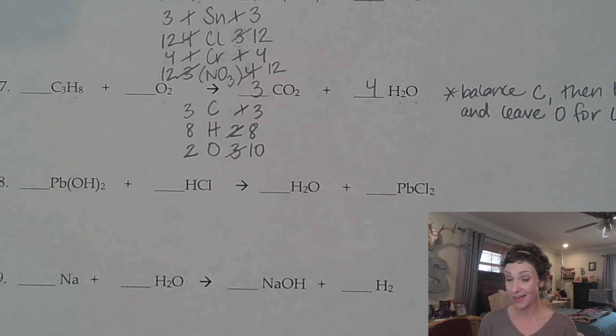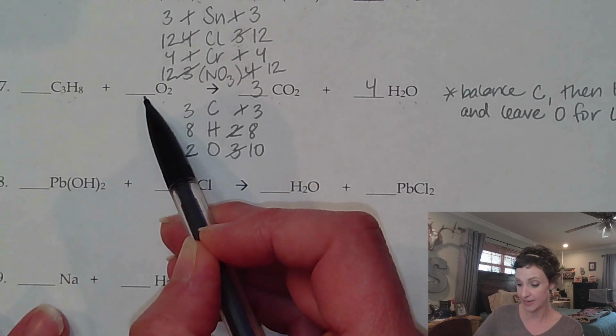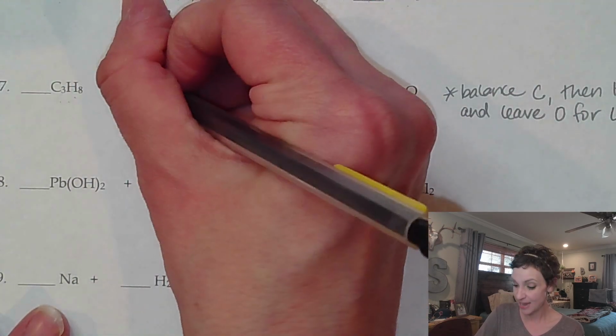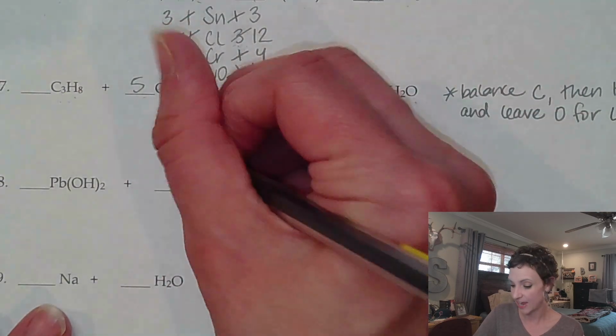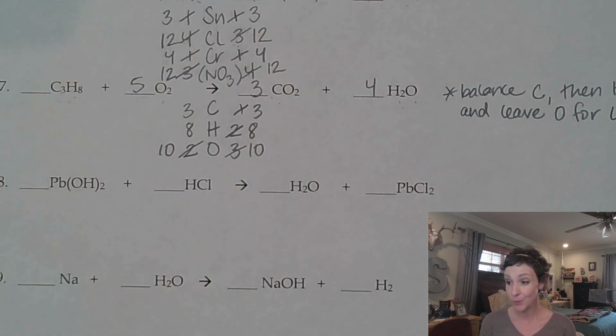Which means I got to figure out how to get 10 oxygens on the reactant side. There's my only oxygen on the reactant side. To get 10 of him, I will put a 5 there because 5 times 2, the subscript of the 2, gives me 10. So for these combustions, balance carbon first, hydrogen next, leave that oxygen for last.